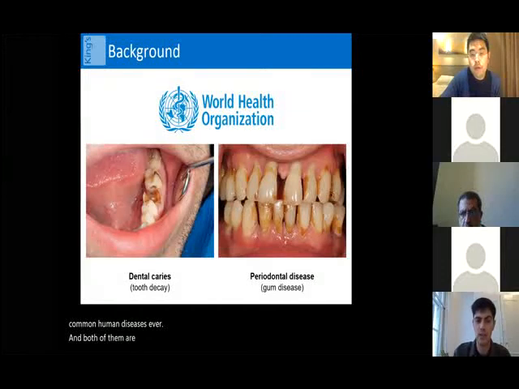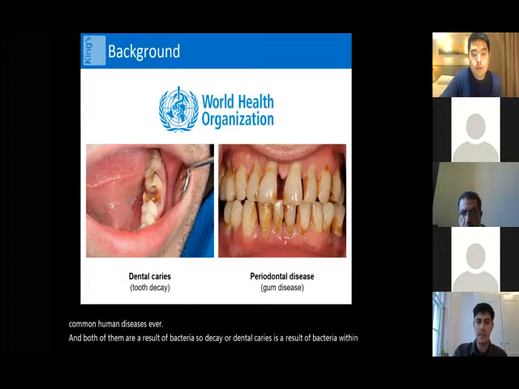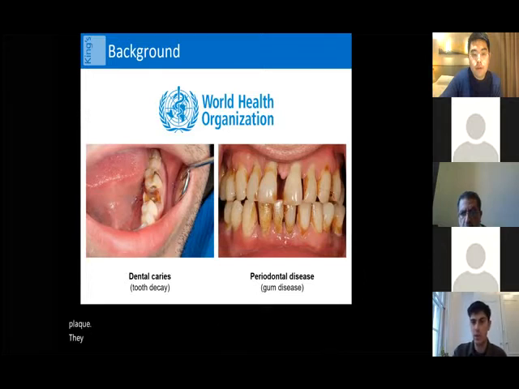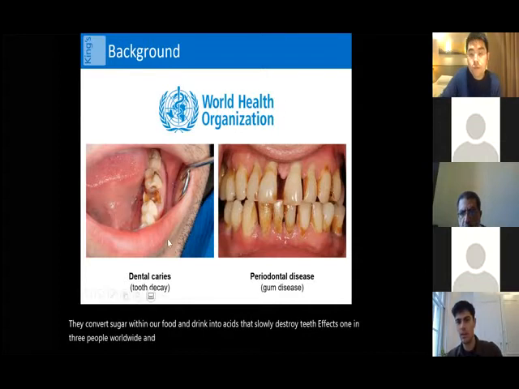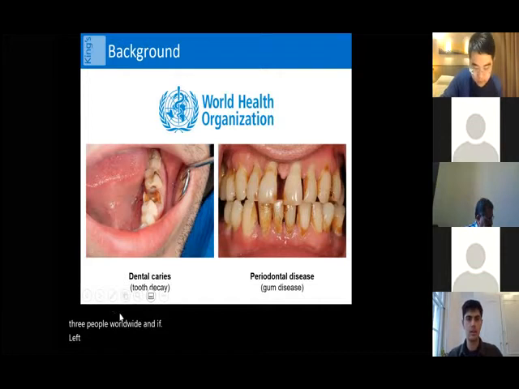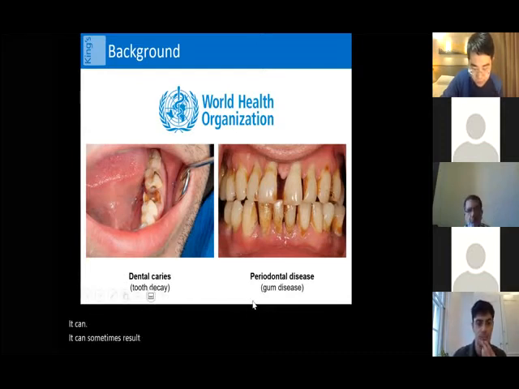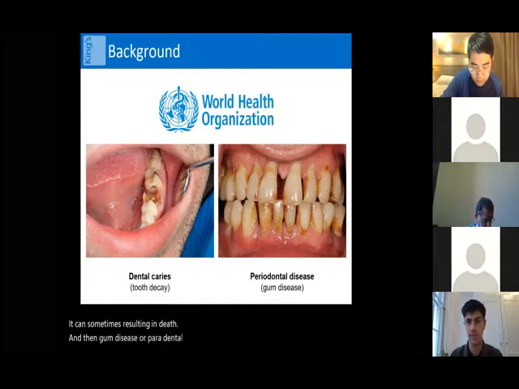So decay, or dental caries, is a result of bacteria within plaque. They convert sugar within our food and drink into acids that slowly destroy teeth. It affects 1 in 3 people worldwide. And if left untreated, it can sometimes result in death.